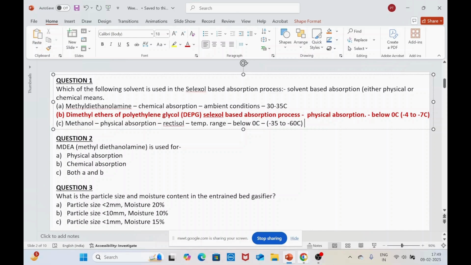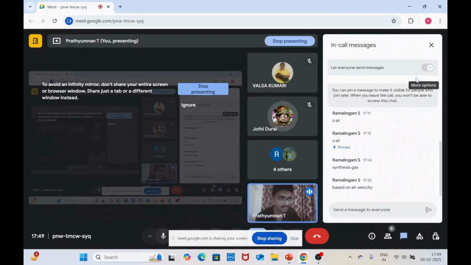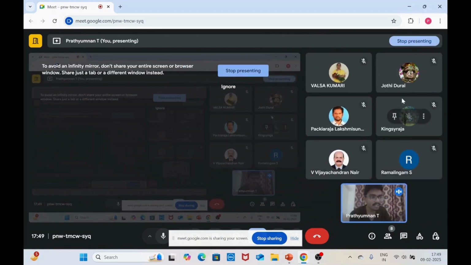Any idea on which process it could be? You can also type it in the chat box if you cannot speak out here due to some microphone issues or something. You are welcome to use the chat box.